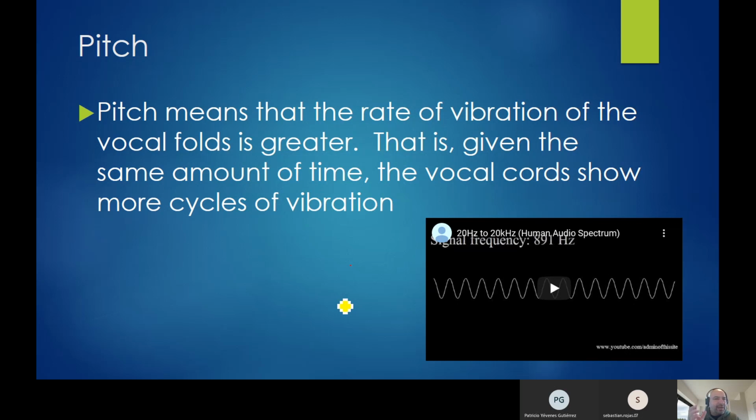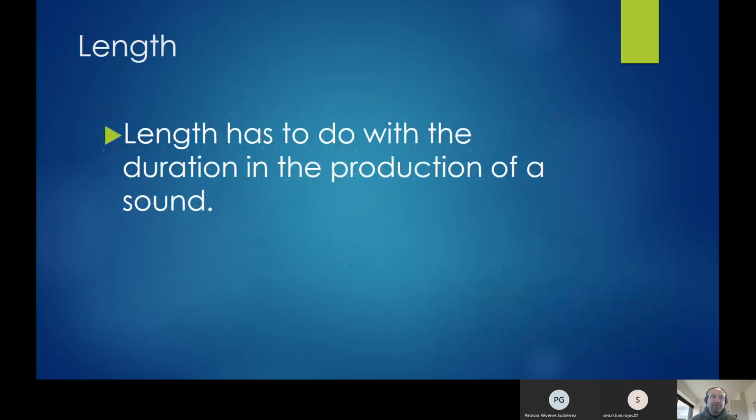You cannot perceive the high pitch, but you can perceive that the syllable is loud or that the syllable is longer. Sometimes you get 2 out of 3. What's the third one? The third one is length. I'm going to read this because it's quite short. Length has to do with the duration in the production of a sound. I mean, if it's long or if it's short, that's basically it. And in the case of stressed syllables, usually they are longer than unstressed syllables.